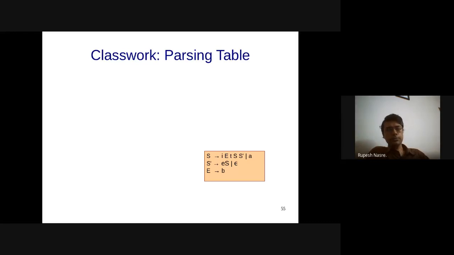Correct. The first step, the question itself contains the answer. The first step is to construct first. The second step is to construct follow. And once you have the first and follow, then you have to build the table. So let's construct first. There is going to be a smaller table and smaller computation maybe, because there are only 3 non-terminals. So first of S is, that should be easy.